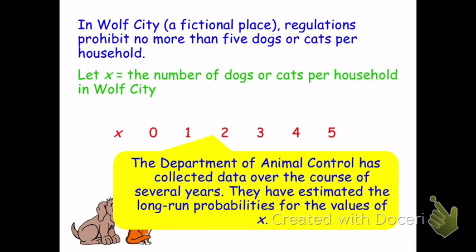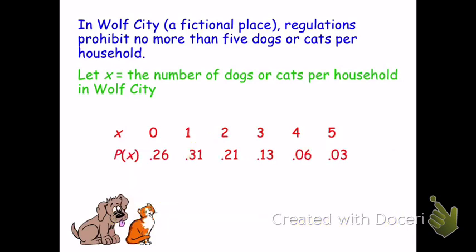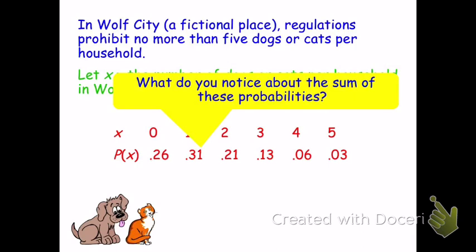The Department of Animal Control has collected data over the course of several years. They have estimated the long-run probabilities for the values. So they have calculated these probabilities in the long run, so probably over several years, and here's the probability distribution that they have given us. What is something that you notice about all the probabilities? What would they add up to? 1. So since I have listed out this sample space, or all of the possible outcomes, it should add up to 100%.